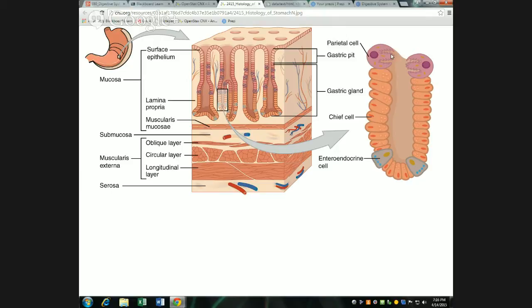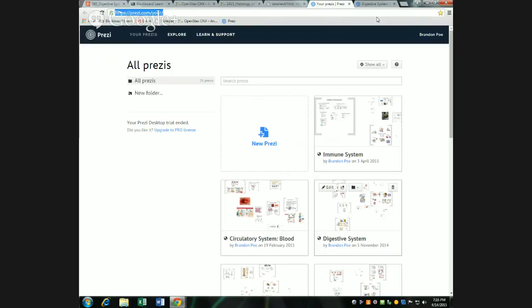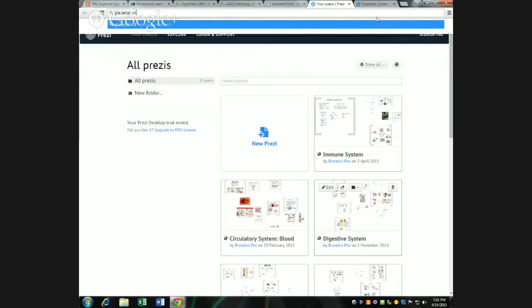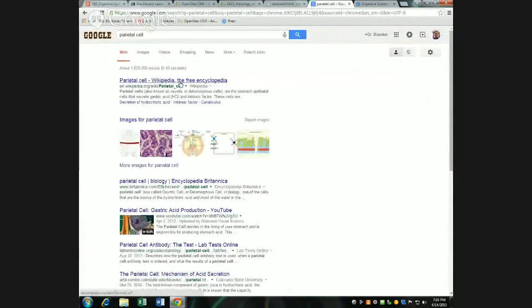I want to talk a little bit about the parietal cells here. Actually, I was doing this earlier today with one of my other classes, and I wasn't recording. I was just writing it up on the board. So I didn't think about needing to find a good picture of this. So let me see if I can find one real quick.